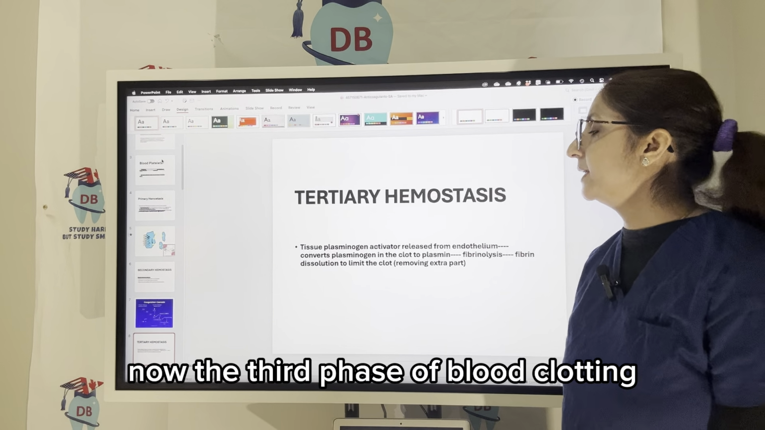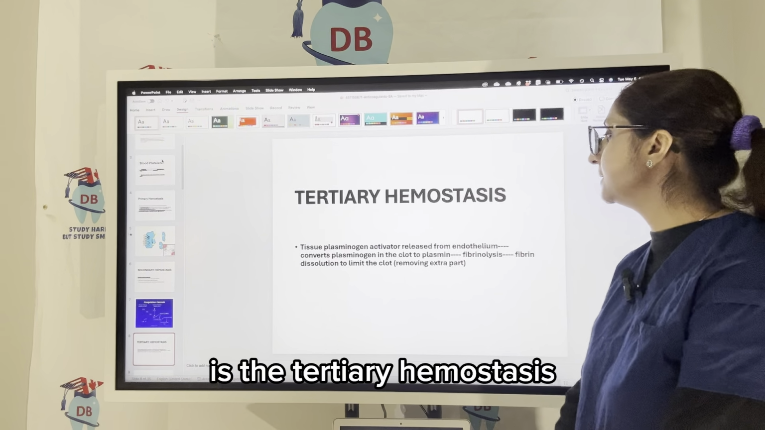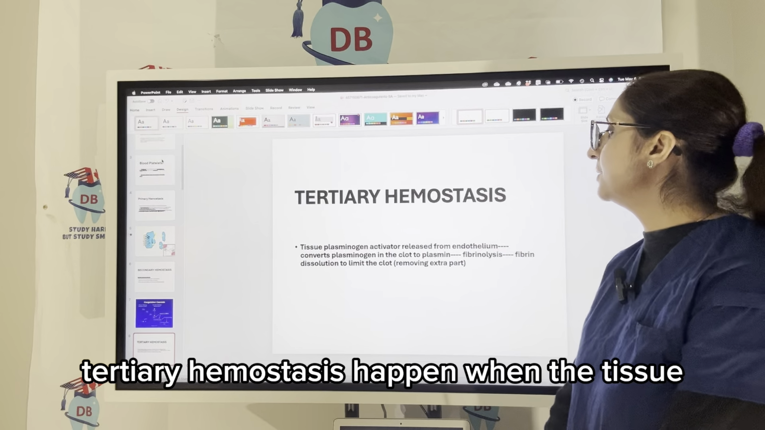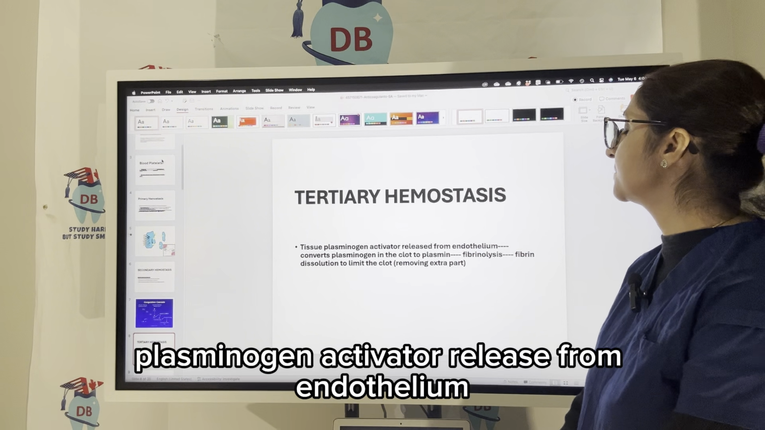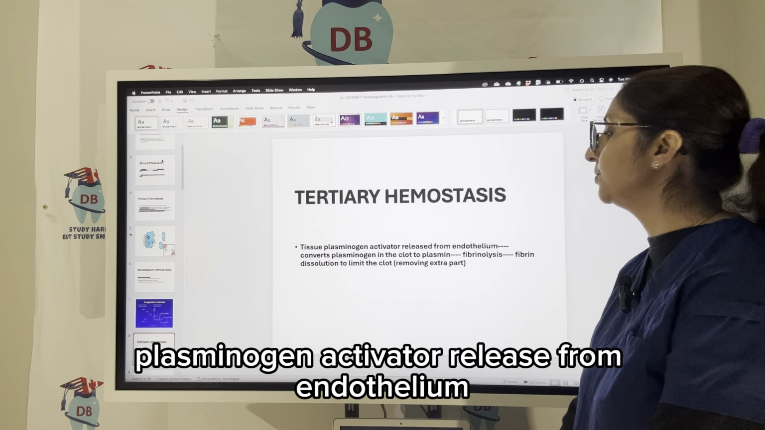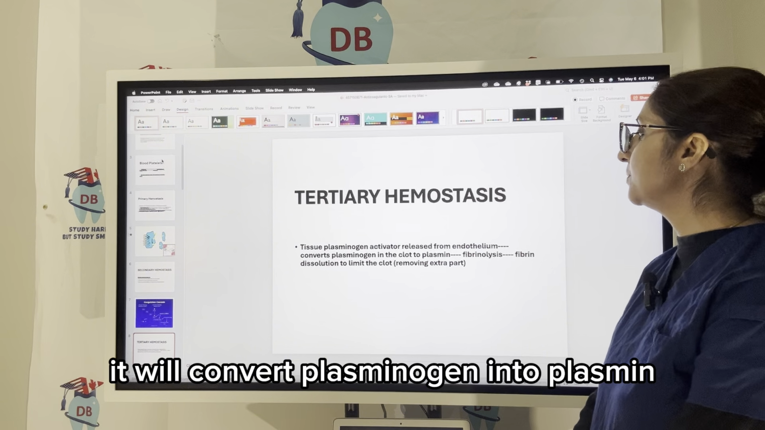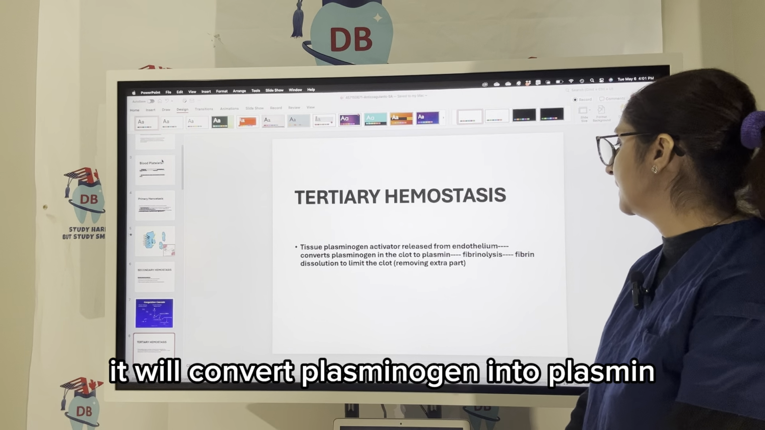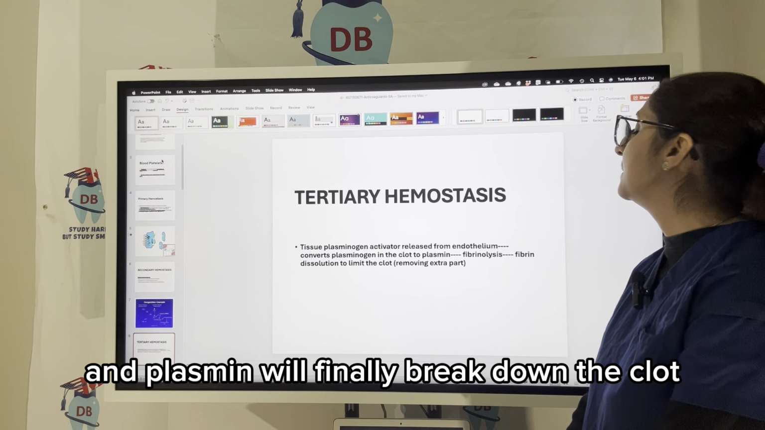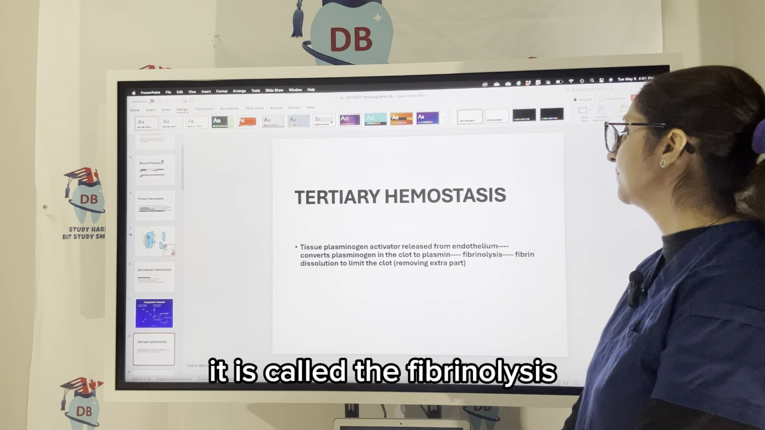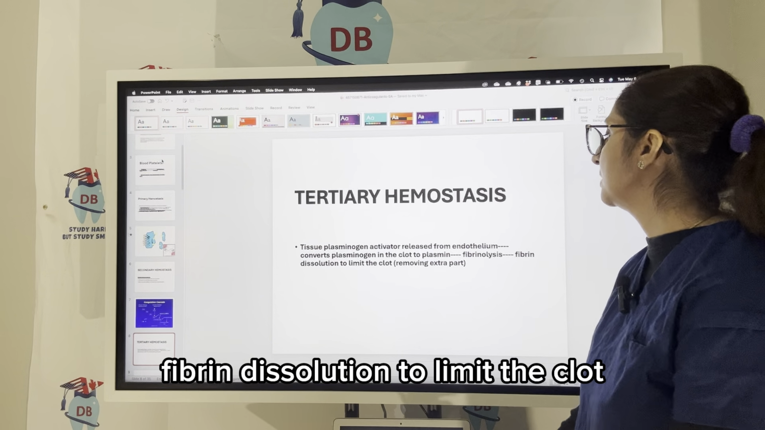Now the third phase of blood clotting is the tertiary hemostasis. Tertiary hemostasis happens when the tissue plasminogen activator is released from the endothelium. It will convert plasminogen into plasmin, and plasmin will finally break down the clot. It is called fibrinolysis. Fibrin dissolution to limit the clot.